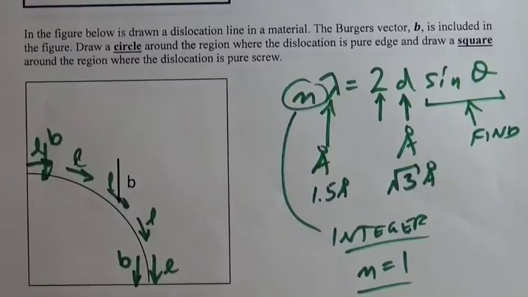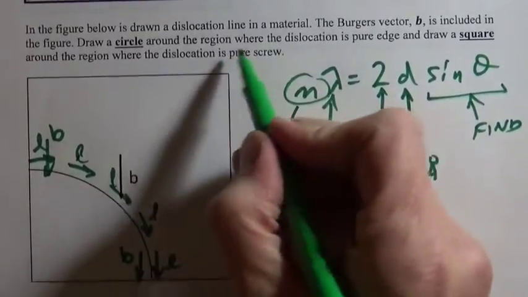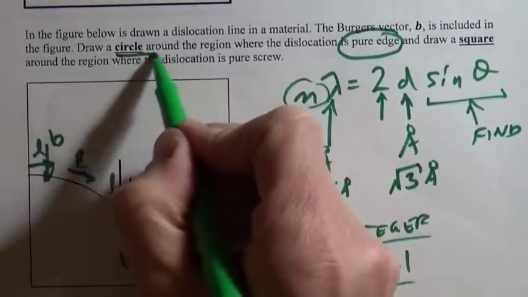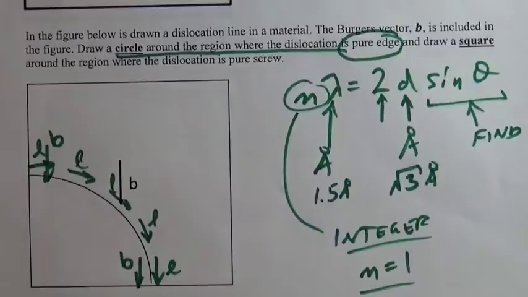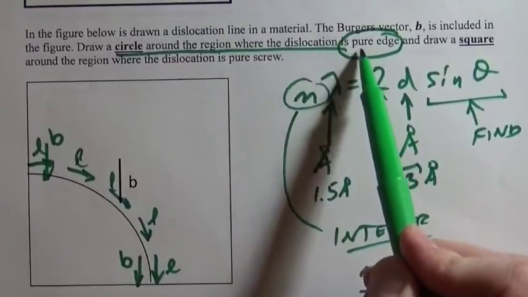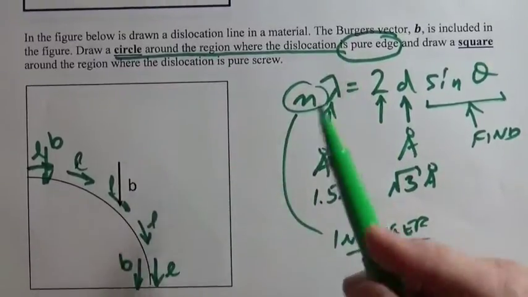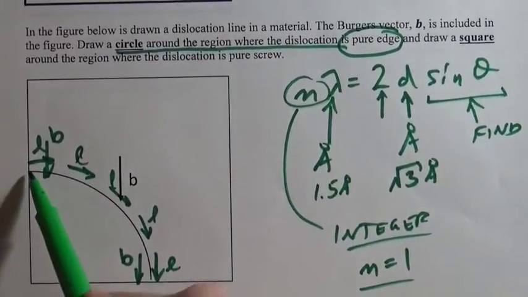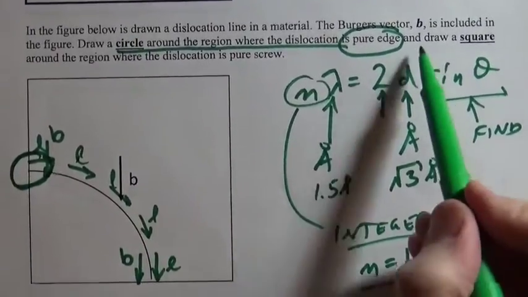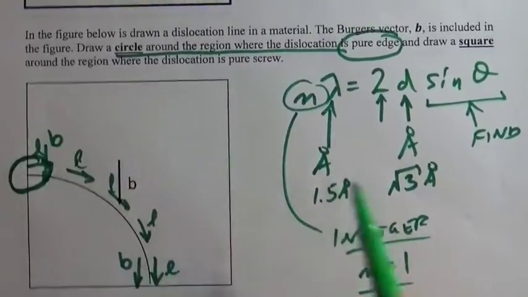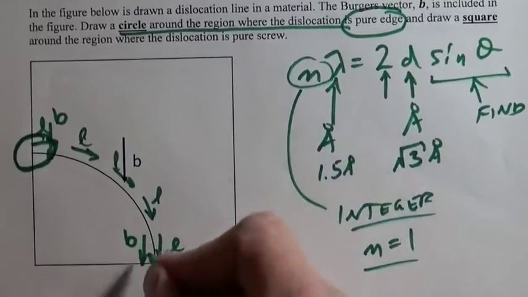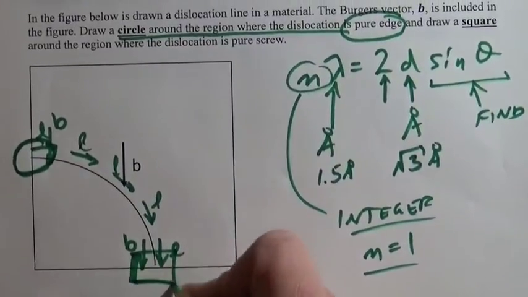So then the question is, where are we seeing pure edge to draw a circle around? Well, we see pure edge when the Burgers vector and the line vector are at 90 degrees, which would occur right here. The next question is, draw a square around the region where we see pure screw. So that's where the Burgers vector and the line vector are parallel. That's here.